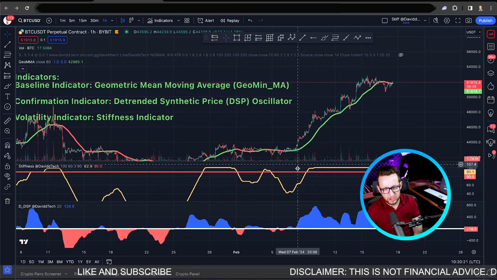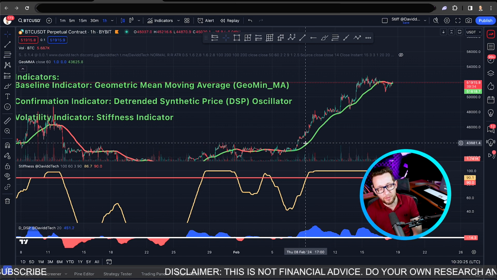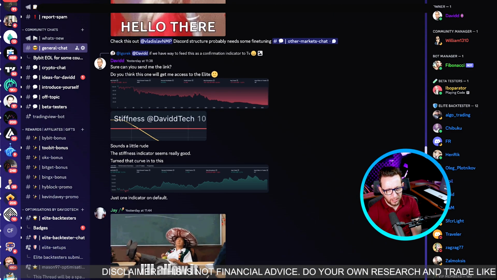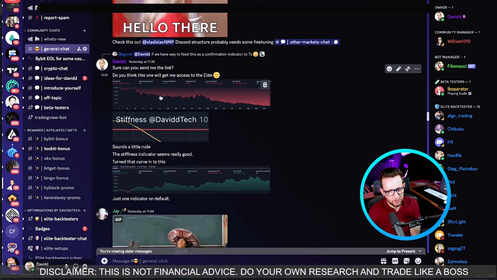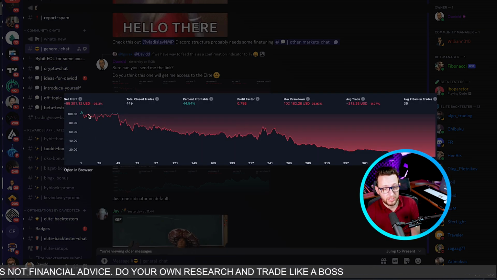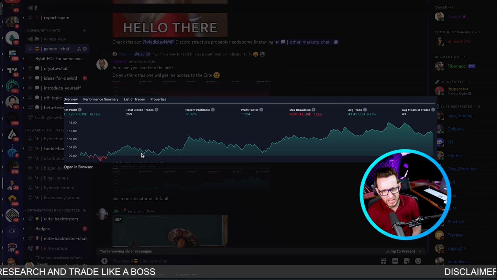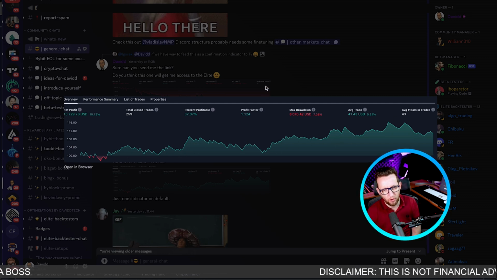I put a screenshot on my Discord. It is extremely good at removing bad trades. As you can see, I commented it on here on my Discord. This was a trading strategy that I was looking at. It wasn't a particular trading strategy. It was just a bad MA crossover. By adding the stiffness, it changed the equity curve into not a great equity curve, but as you can see, it actually removed a lot of bad trades.